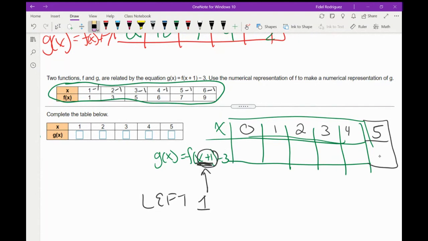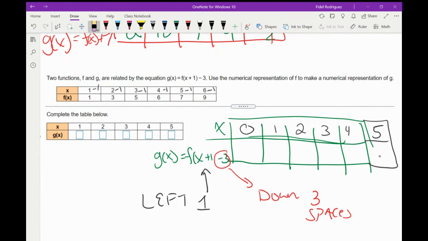Now, the second part we have to deal with is that minus 3 over here. This minus 3 means we're going to go down 3 spaces. So what I'm going to do from here is subtract 3 from each of those numbers.